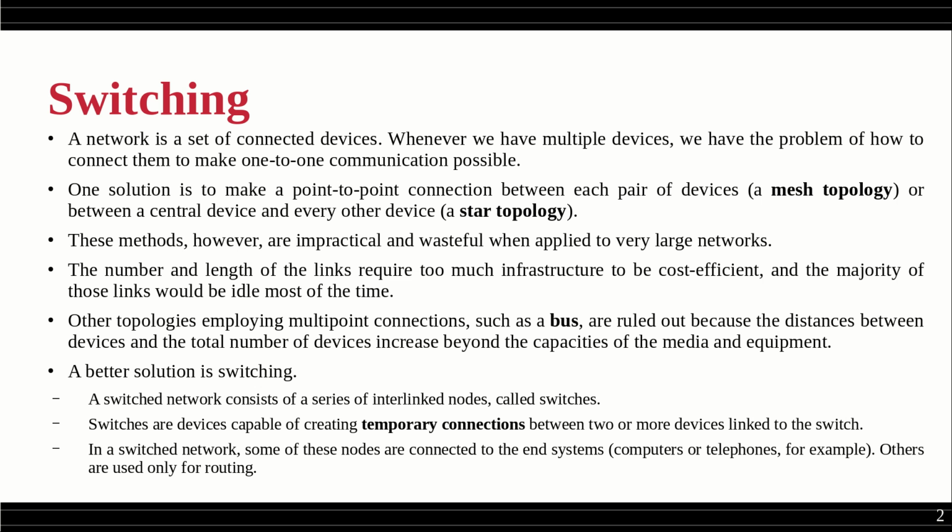Now, a better solution for this is something called switching, which is a kind of combination of all the topologies. A switched network consists of a series of interlinked nodes called switches. And the switches are capable of creating temporary connections between two or more devices linked to the switch. So that is very important. The connection is not permanent. Just between two devices which are connected to the switch, they are making a temporary connection only if it is needed.